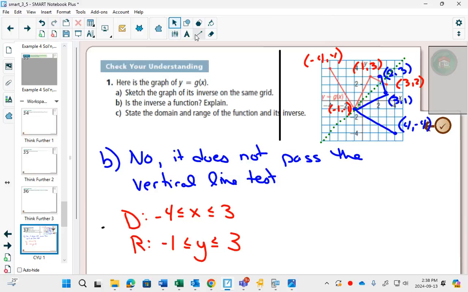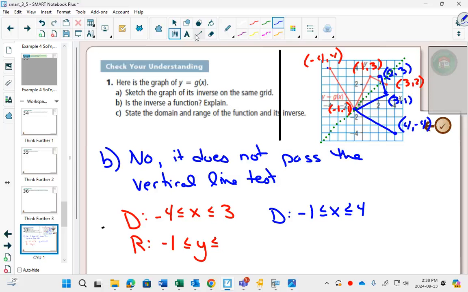Now, on the blue graph, my smallest x value is minus 1, and my biggest x value is 4. Oh no, I've got the biggest y value then. Thank you. Yeah, it goes up to 4 up here. I was just looking to the right. And my range of my blue graph, the smallest y value now is minus 4. And the biggest y value is 3.